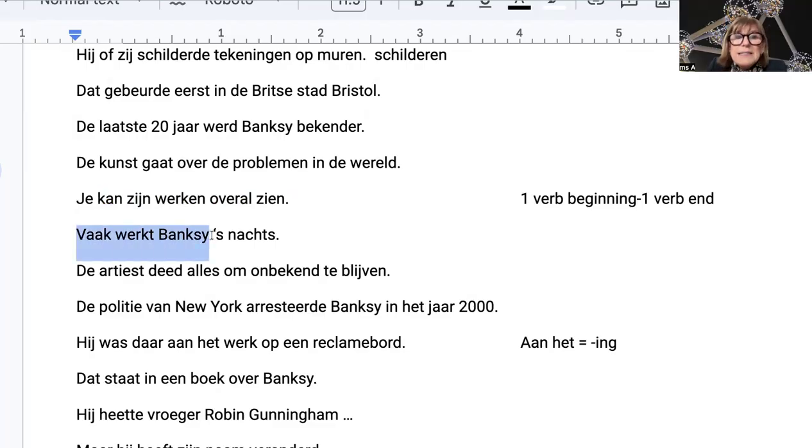Vaak werkt Banksy 's nachts. Often, and we see that it has been swapped again, Banksy works during the night.